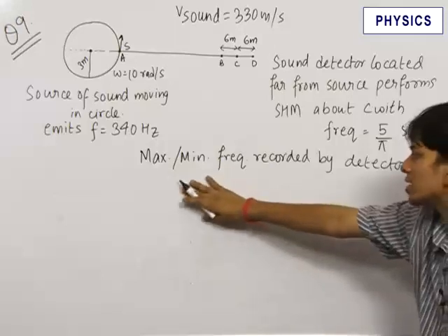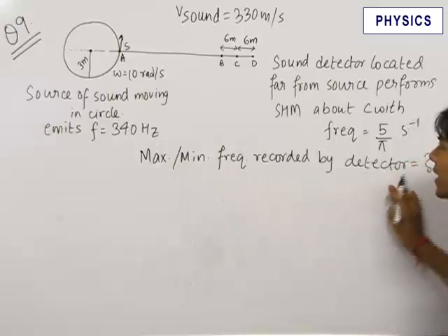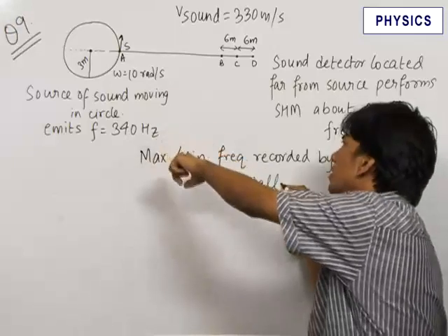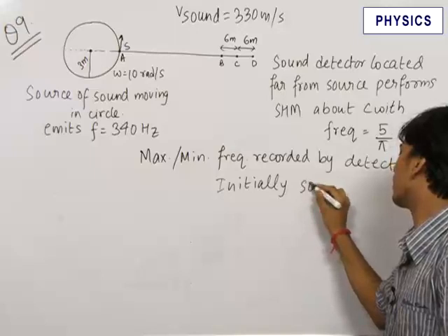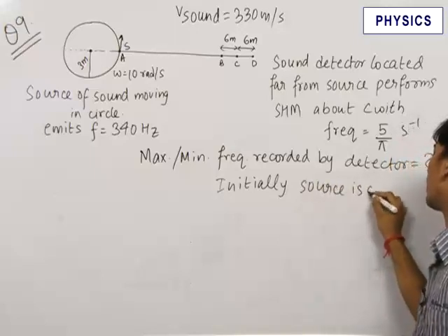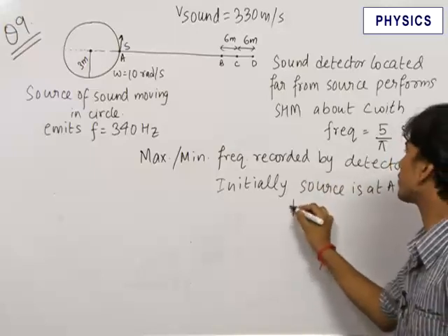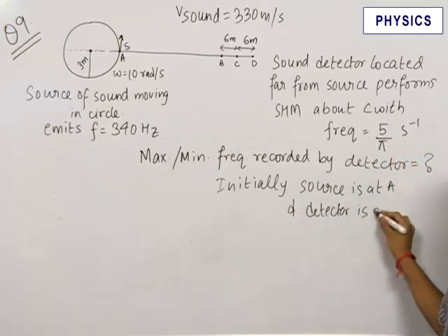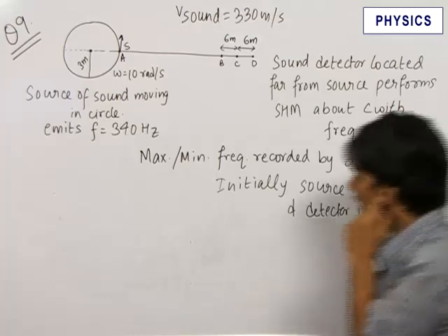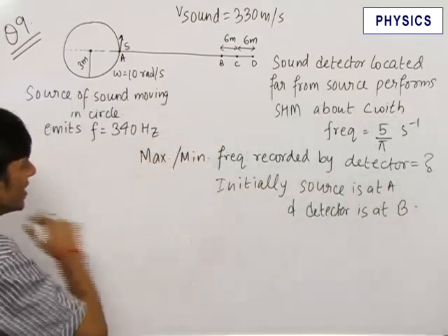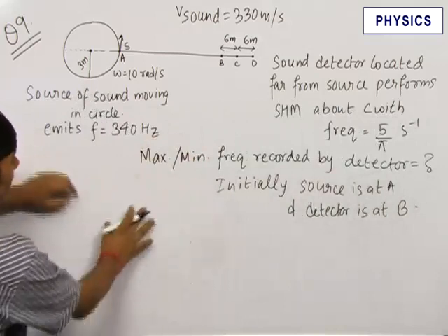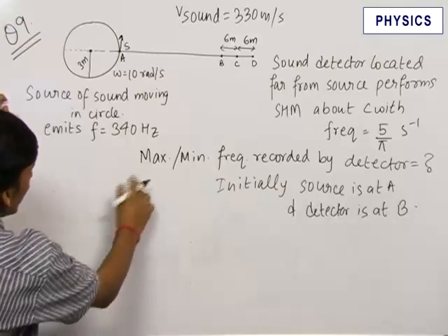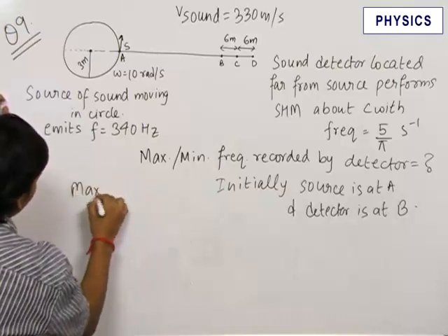We need to find out the maximum and minimum frequency recorded by the detector when it is given that initially the sound source is at A and the detector is at B. Now this question can be very easily solved if you remember all the formulae and you analyze the data very properly. So let us find out the maximum frequency.